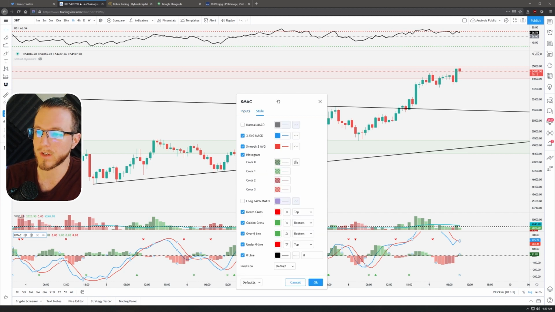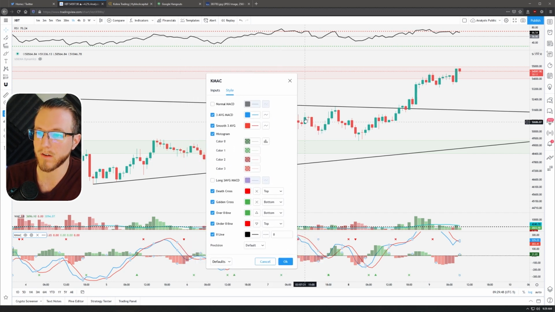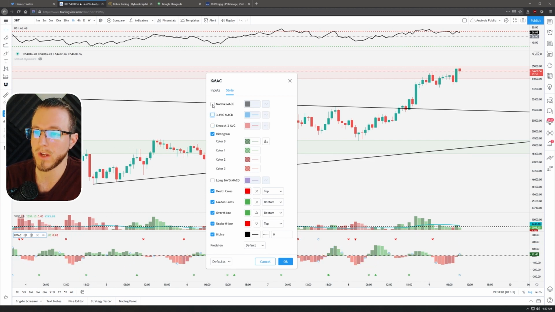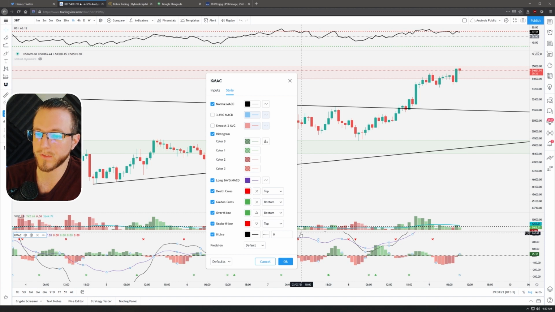So there are some other things here in the KMAC indicator that you should know about. So by default, I have it use the 3 average. So that's basically just going to calculate how a normal MACD would, except it's going to take the average of the last 3 candles as well, in addition to the normal information. So that's those. These are just different calculations for lines.